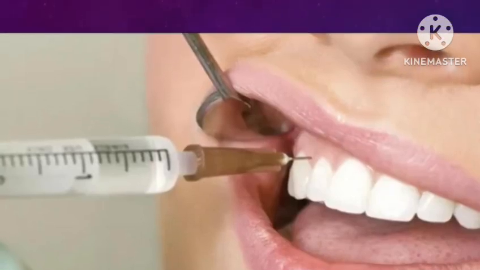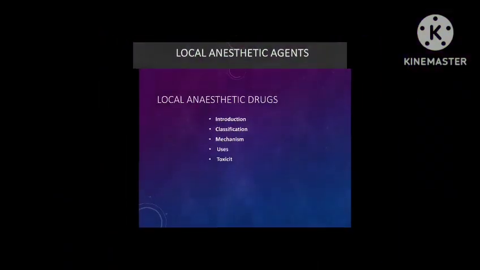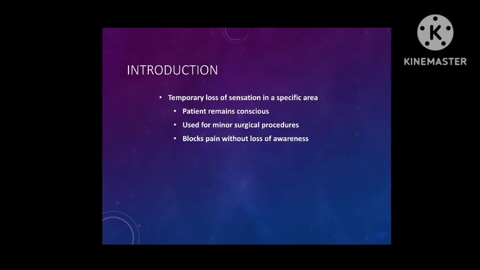Hello all. Today we are going to discuss local anesthetic agents. Local anesthesia means a temporary loss of sensation in a specific area of the body. The patient remains conscious during the procedure. It is mainly used for minor surgical procedures such as dental extraction or suturing. The most important point is it blocks pain without causing loss of awareness. So the patient does not feel pain but is fully awake.